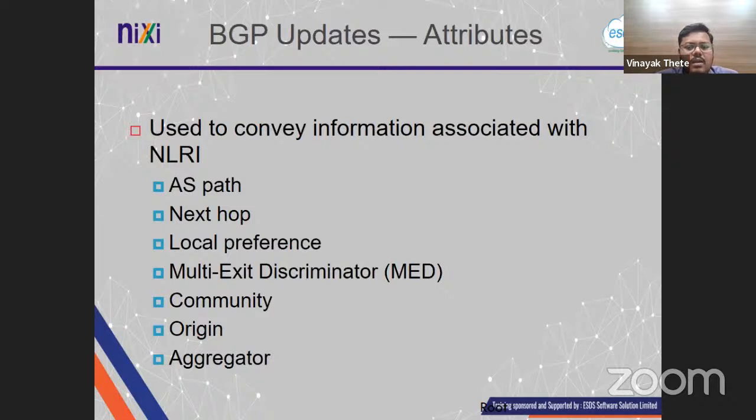Okay. So now we'll talk about the BGP attributes, which are used for traversing the route, or for passing the route from one AS number to another AS number. The first attribute is the AS path attribute. Then we have the next hop attribute, local preference, MED value, community, then origin of the route, or aggregator of the route. These are the attributes used for BGP route updates. We'll talk about them.